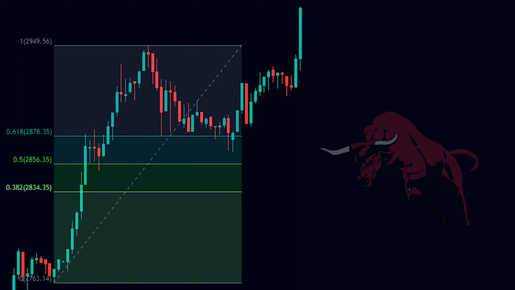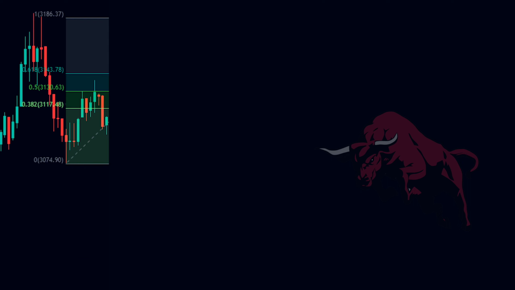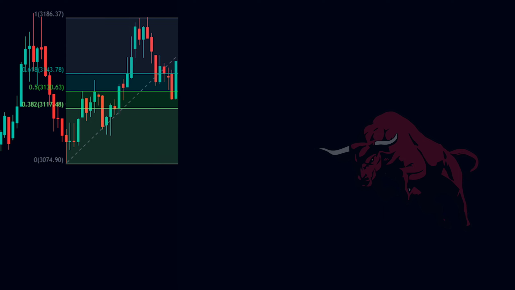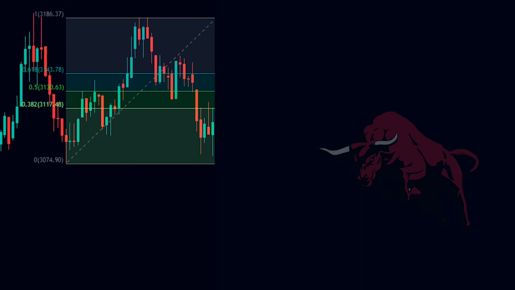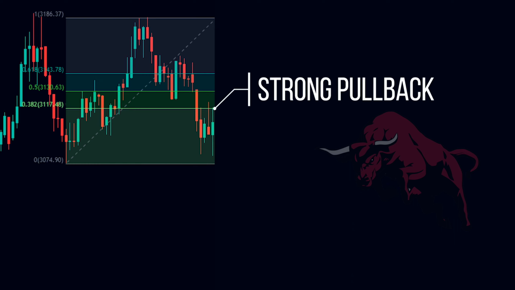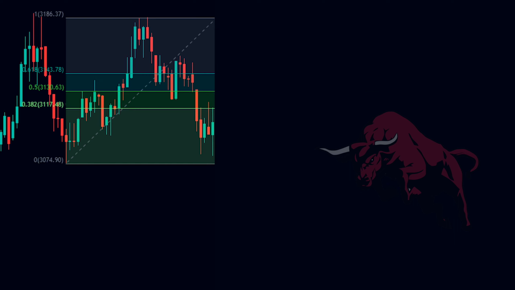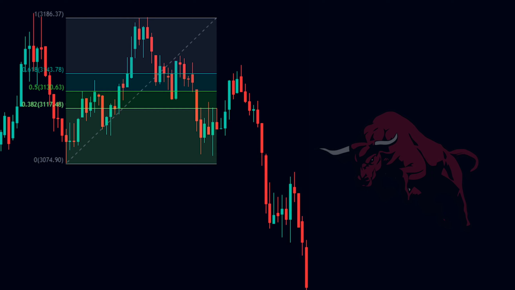Let me show you an example of a strong pullback. So as you can see here, we set our points to the highest high and the lowest low. Then we can see the price moves upwards, then it has a pullback under the 0.382 line, which we consider a strong pullback. We can predict that after the price has a strong pullback, it'll start to move sideways or reverse in the opposite direction. And just as we predicted, the price starts to fall hard.